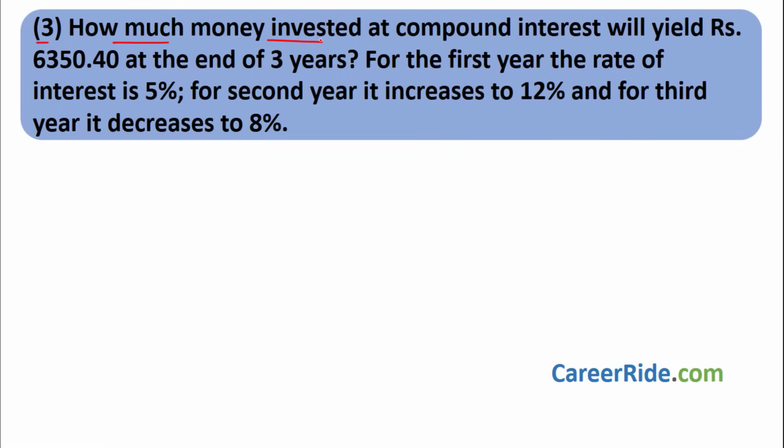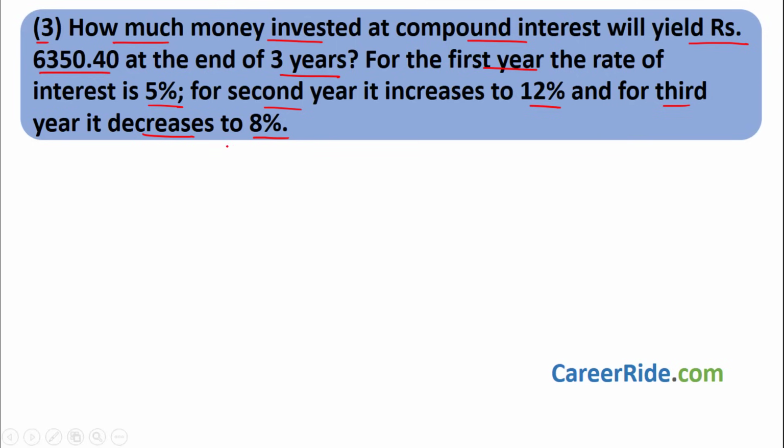How much money invested at compound interest will yield 6350.40 rupees at the end of 3 years? For the first year, the rate of interest is 5%. For the second year, rate of interest increases to 12%, and for the third year, it decreases to 8%.